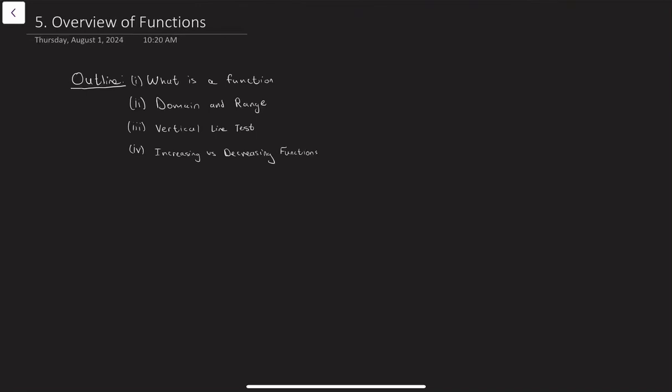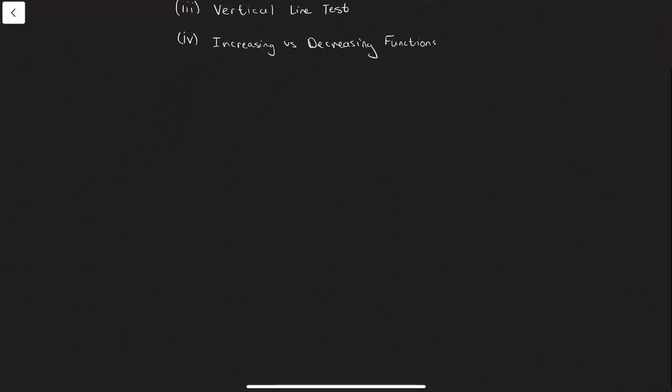In today's video, we're going to be doing a brief overview on functions. So we're going to define what a function actually is, discuss domain and range, then introduce the vertical line test, and finally look at some increasing versus decreasing functions. So without further ado, let's begin.